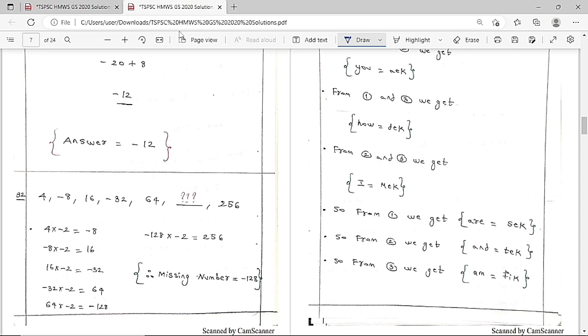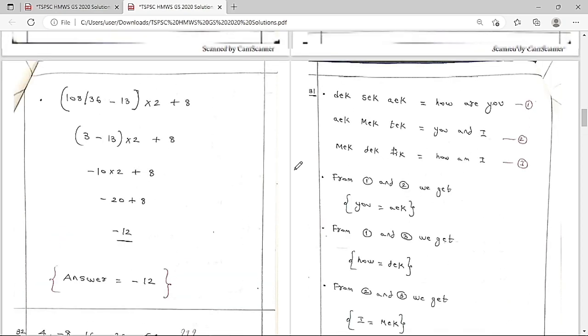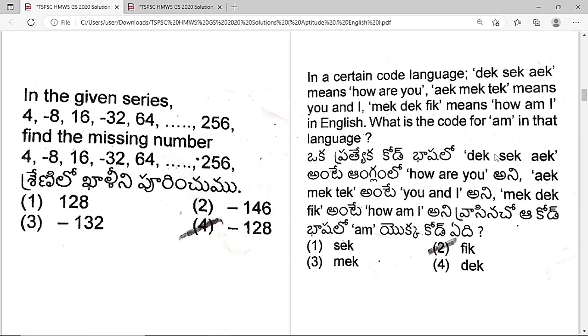So what is the logic here? For each and every number, we need to multiply by minus 2 in order to get the next number. So this is the logic. Finally, for each and every number, if we multiply by minus 2, we get the next number. So minus 128 is the correct solution of this question. Now we are going to solve another question.